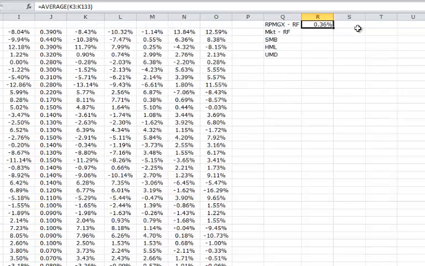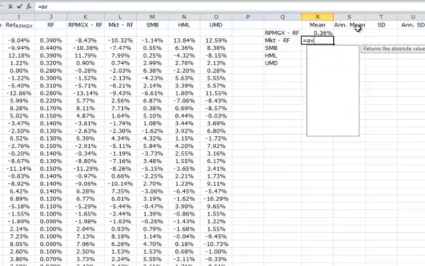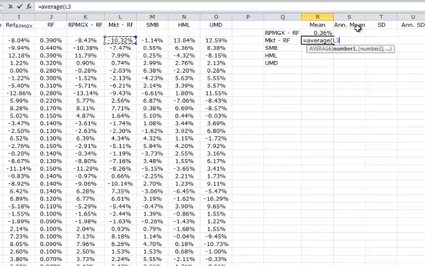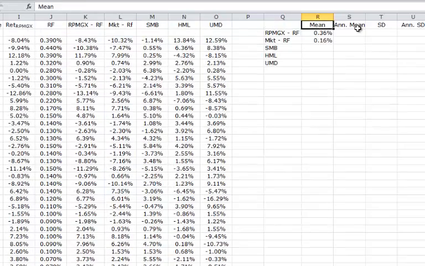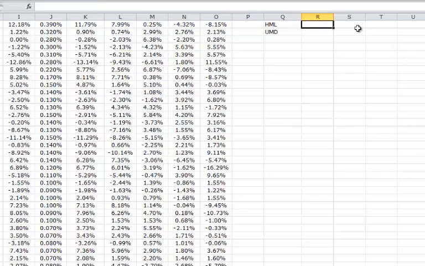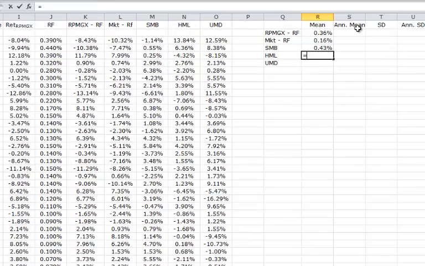So there's the average return there. There's the average return to the market. And let's get the average return to SMB and HML.